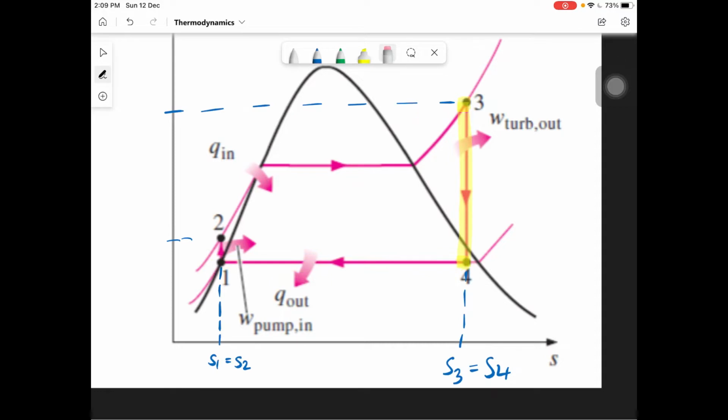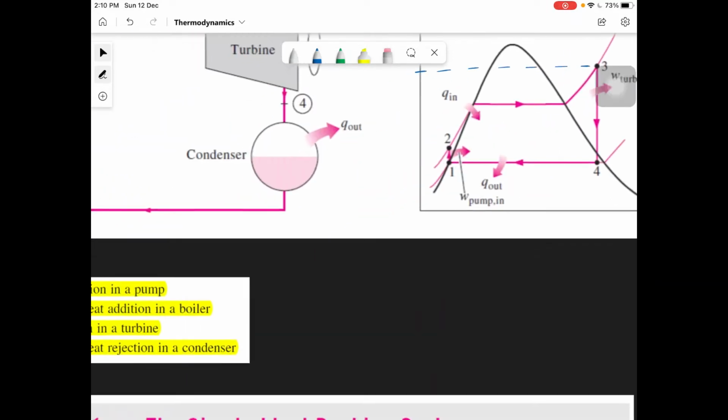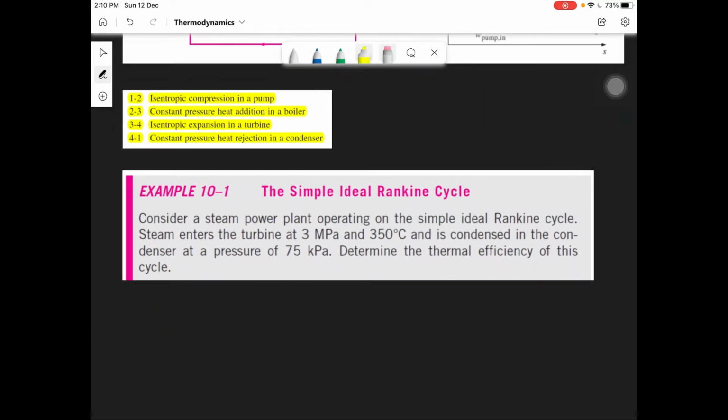So let's begin with our question. Let's erase some of these. Example 10.1, the simple ideal Rankine cycle. We have a steam power plant operating with the simple Rankine cycle. Simple ideal Rankine cycle means that the losses are not included and the efficiency of the pump and the turbine are not included. We will see more of this in the next few questions.